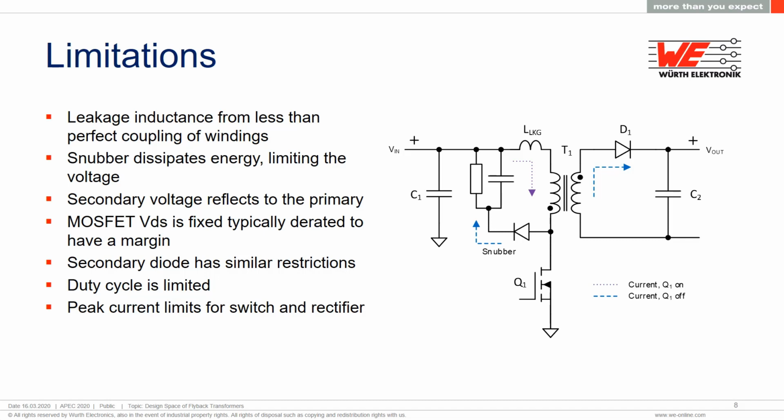MOSFETs have a fixed drain source voltage, and it usually has to be derated, so that it's a limitation as to how much reflected voltage we can have. Similarly, on the secondary side, there are diodes with voltage limits, and the primary voltage is going to be reflected across to those voltages. Even though the IC duty cycle might work from 0 to 100, the converter won't be able to use the full range.